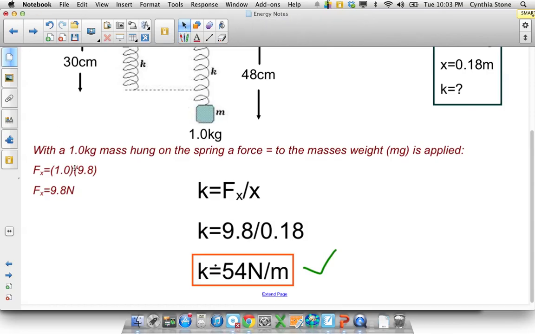Okay? So this is important to know then. Don't forget this. If it's a vertical spring and you want to find the force applied to it, the force applied will be the mass that's hanging off of it times 9.8. That's all.